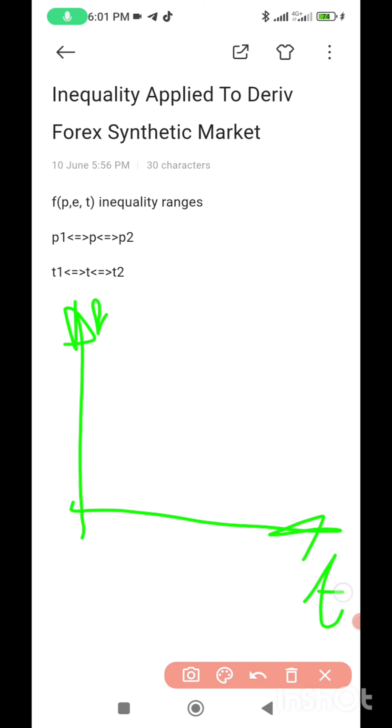So when you have this, the price and the time, and then the origin, and then the line of best fit that models the price movement points like this. This is the line of best fit.